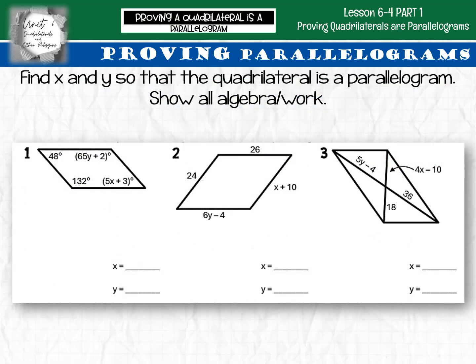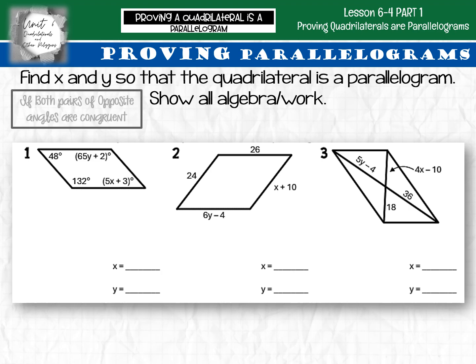So find x and y so that the quadrilateral is a parallelogram. So we're trying to force it to go by the properties and be a parallelogram. In number 1, let's see, we have x and y. If both pairs of opposite angles are congruent, so let's find a pair. Let's do those two. Let's make those equal.